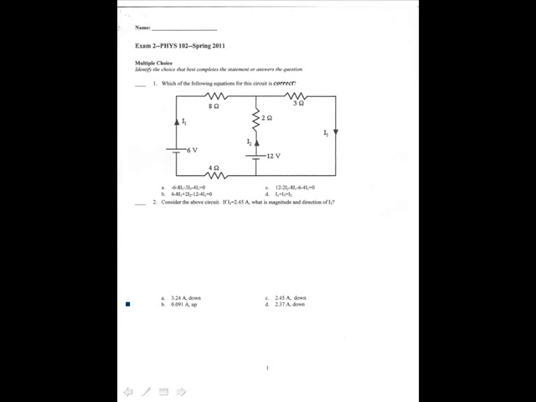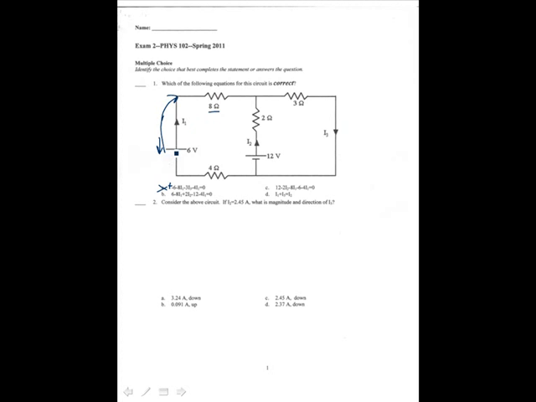Okay, this is exam 2 for Physics 102, Spring 2011. Which of the following equations for this circuit is correct? So just go through the circuit and each item and see if it's correct. The first one is minus 6 minus 8I1. Now if it was minus 6, that means I would be going in this direction. But then the next element is this 8I1, so I'm really going in this direction. So this should actually be plus 6. So A is not right.